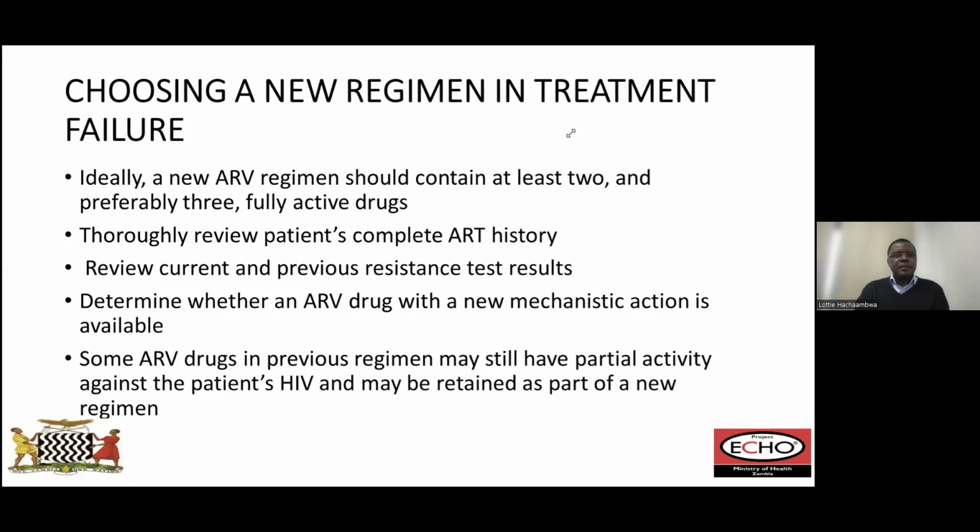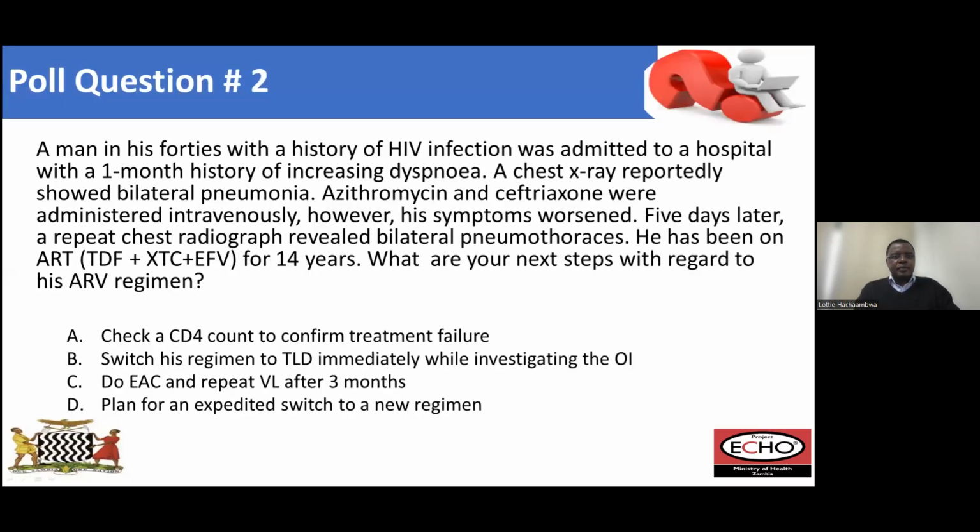Okay, the next poll question. A man in his 40s with a history of HIV infection was admitted to a hospital with a 1-month history of increasing shortness of breath. A chest X-ray showed bilateral pneumonia, which ended up being pneumocystis pneumonia. Initially, azithromycin and ceftriaxone were administered IV. However, symptoms worsened. 5 days later, a repeat X-ray showed bilateral pneumothoraces. So pneumocystis pneumonia can cause a pneumothorax. And this individual had been on treatment, TLE, for 14 years. What are your next steps regarding his ART regimen?